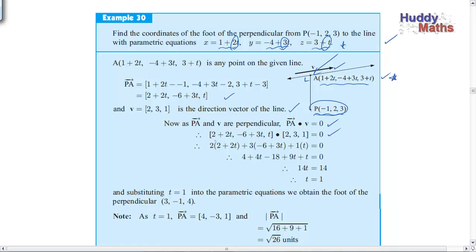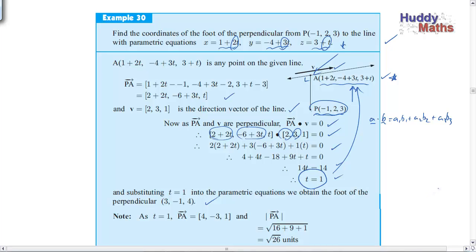When you do that, just look at the components, that one by that one, plus this one by this one. Remember the dot product, A dot B is A1 B1 plus A2 B2 plus A3 B3. Then we can get an equation in T, and we find T is 1. So the point on that line has T equals 1. Once you find the T value, that locks in a point. We can substitute T back in there and find the point is (3, -1, 4).